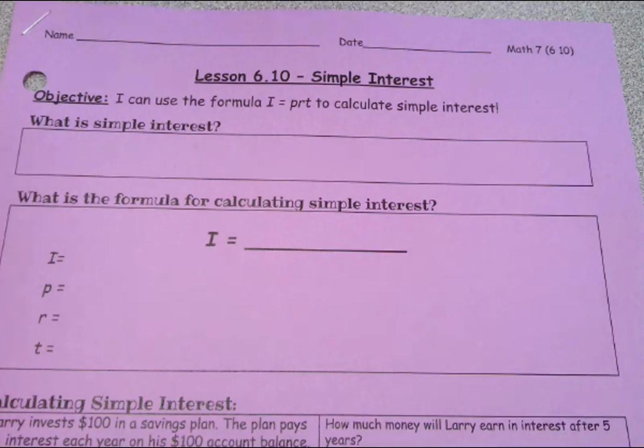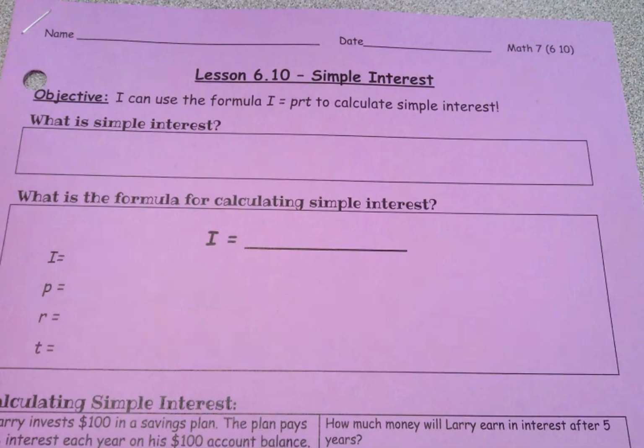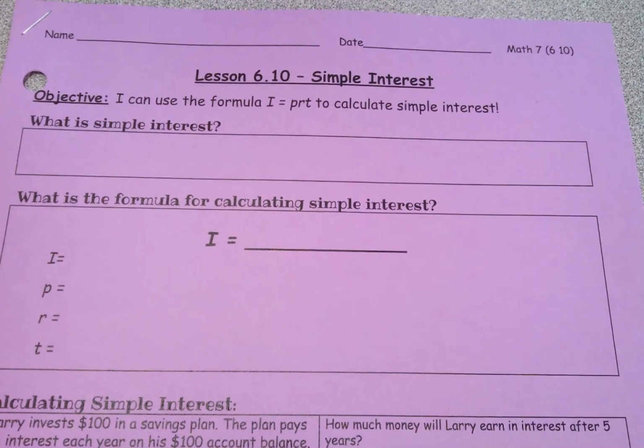Welcome to lesson 6.10, simple interest. Our objective for today: I can use the formula I equals PRT to calculate simple interest. But what is simple interest? Well, simple interest is the amount of money paid or earned for the use of money.